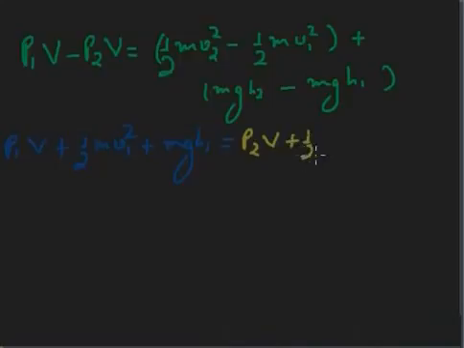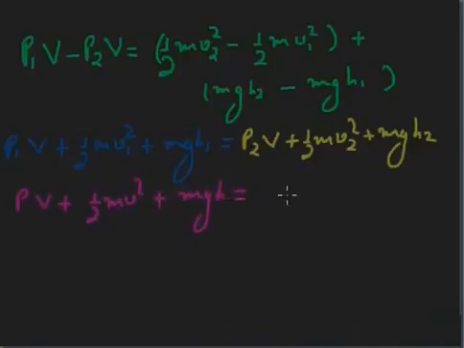plus half m v2 square plus m g h2. Now after this, since all the 1s are equal to all the 2s, we can say that PV plus half m v square plus m g h is equal to constant.